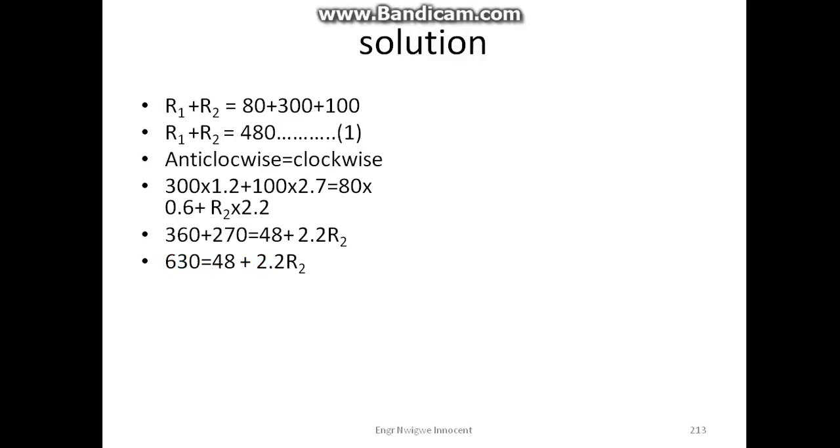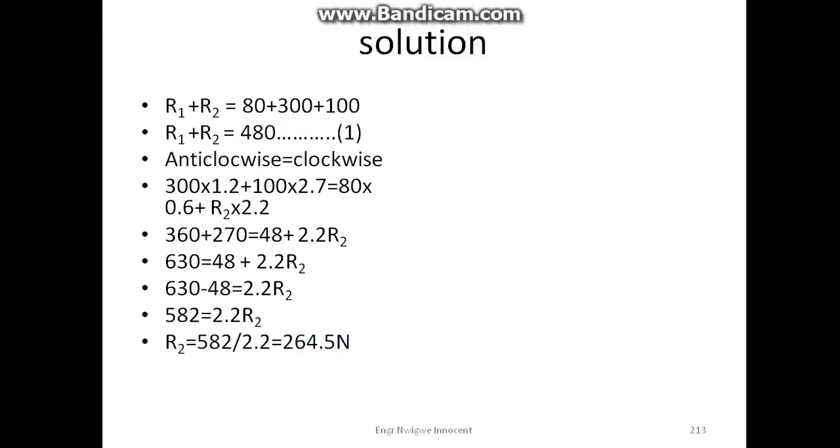Summing up, we have 630 is equal to 48 plus 2.2 R2. Collecting like terms together, you have 630 minus 48, which is equal to 2.2 R2. Subtracting, we have 582 is equal to 2.2 R2. Therefore, making R2 the subject of the formula, we have 582 over 2.2, which will give us 264.5 Newton.